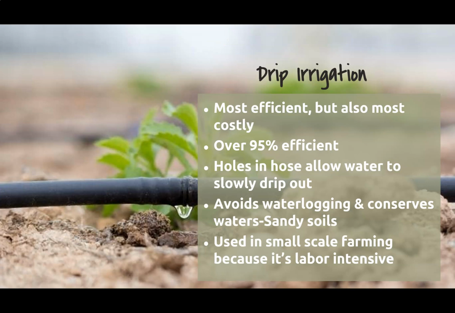Drip irrigation gets the smiley face but the sad face at the same time. It gets the smiley face because it is the absolute most efficient, where the water literally drips out of specialized tubes and goes directly to the roots. It's 95% efficient. It avoids waterlogging. It will avoid salinization. The only problem is it is very, very labor intensive and very, very expensive. So on the large scale, it will not work. For a small-scale farmer, it is much better, saves money, and the water goes directly to the crops.